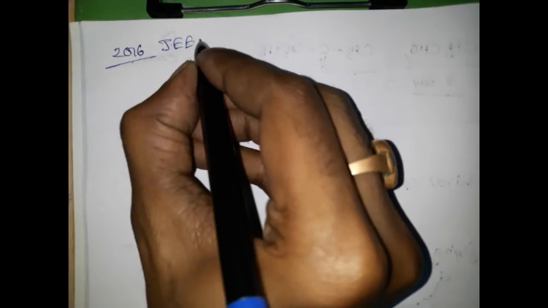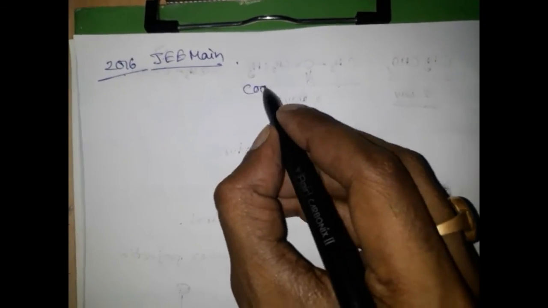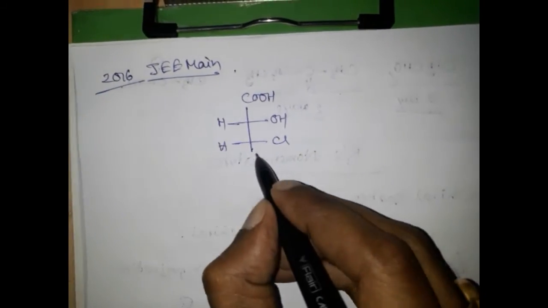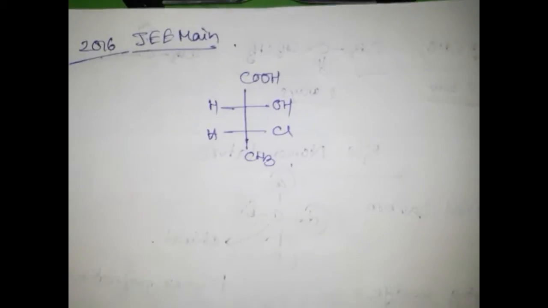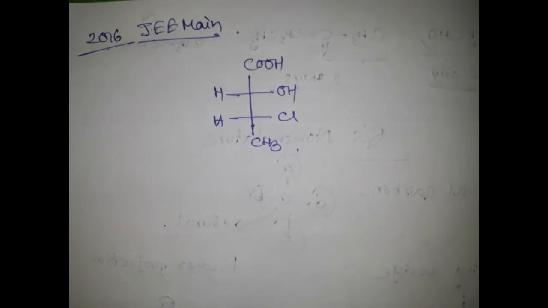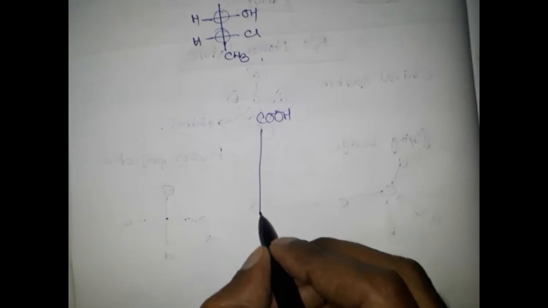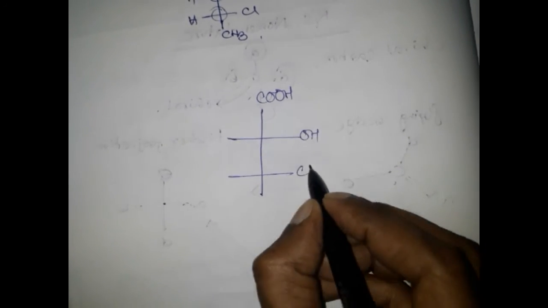Now we will do another problem which came in 2016 JEE Mains. The problem had a structure given which was like that. It asked for the absolute configuration of the two chiral carbons. So this one is a chiral center and this one is a chiral center. We will elaborate the structure in a bigger way so that it is easy to do.